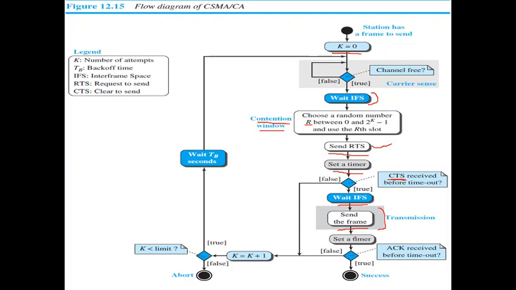After sending the frame, it will start the timer. If the acknowledgement is received by the sender before this timer expires, then it is a successful transmission. Otherwise, if the timer expires, it has to retransmit. Retransmission is the same: it will increment the value of k to k plus 1 and check the limit. If the limit is not reached, then it has to wait for the backoff time and retransmit. So this is the flow diagram for CSMA/CA.